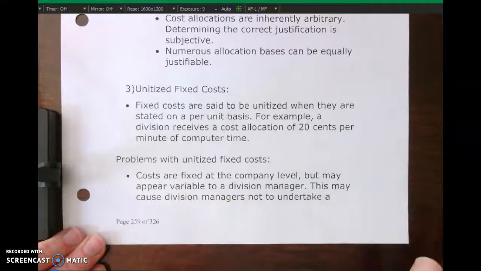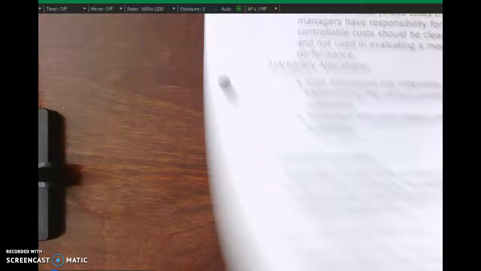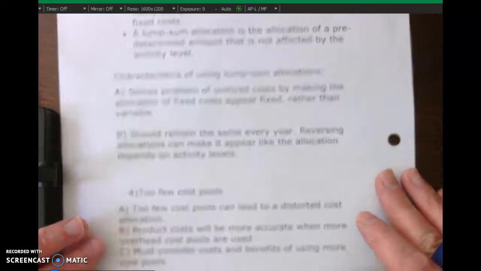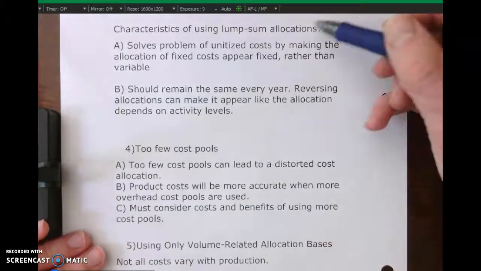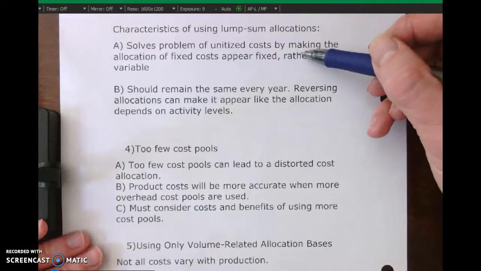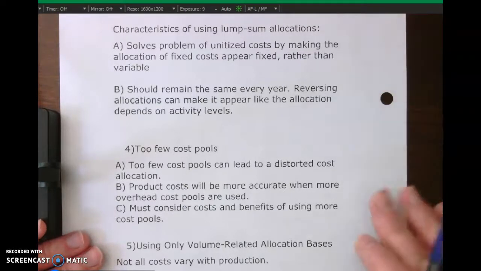So there's a perception mismatch, and that's what I mean by this idea of unitized fixed cost. It appears variable to that division manager, it's fixed at the company level, and as a result, they may not undertake a project. So how do we get around this problem? We use lump sum allocations. That's what we did in that liars, cheaters, and fools problem. Okay, we did a fixed percentage.